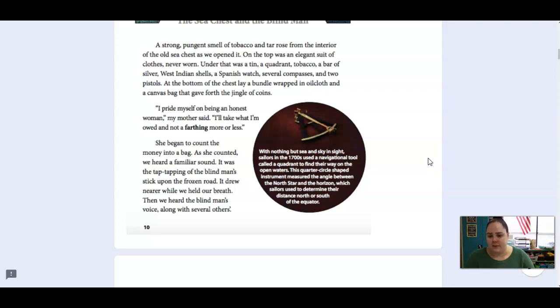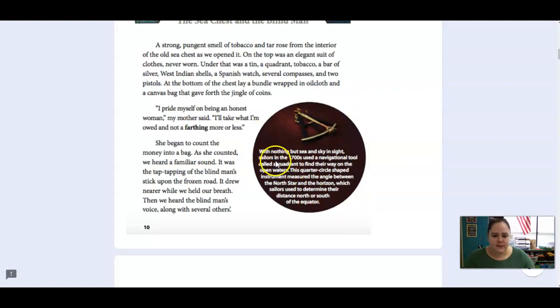"I pride myself on being an honest woman," my mother said. "I'll take what I'm owed and not a farthing more or less." She began to count the money into a bag. As she counted, we heard a familiar sound. It was the tap-tapping of the blind man's stick upon the frozen road. It drew nearer while we held our breath. Then we heard the blind man's voice along with several others.